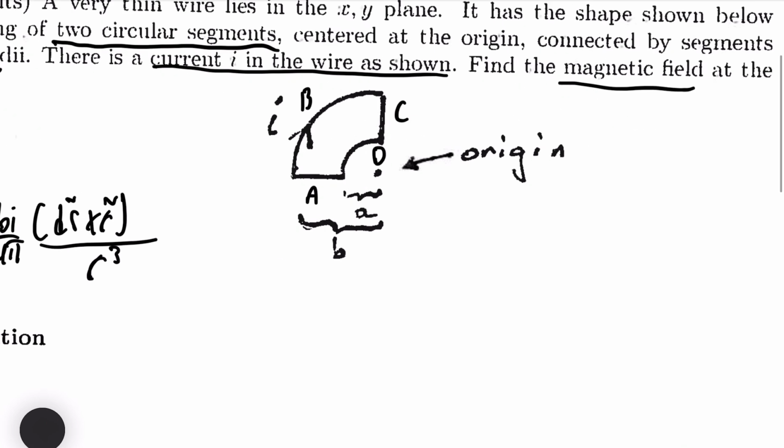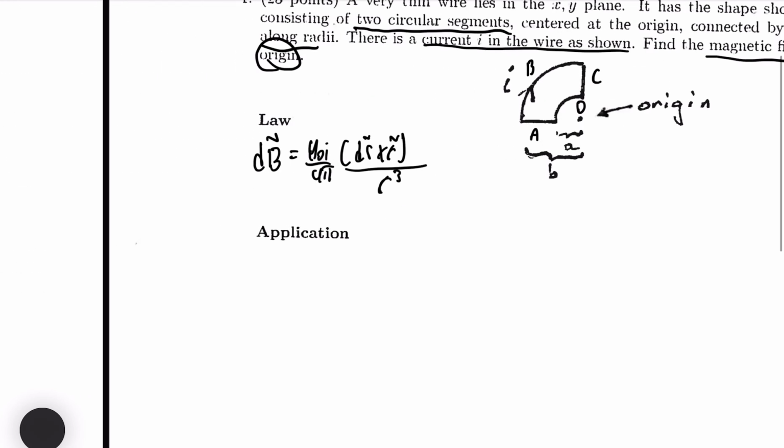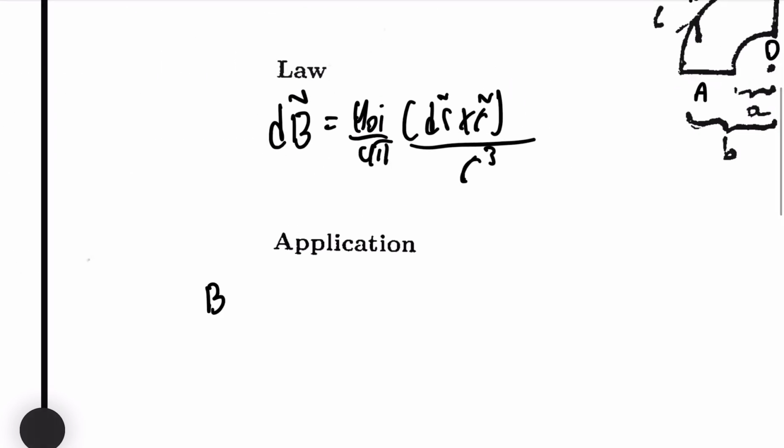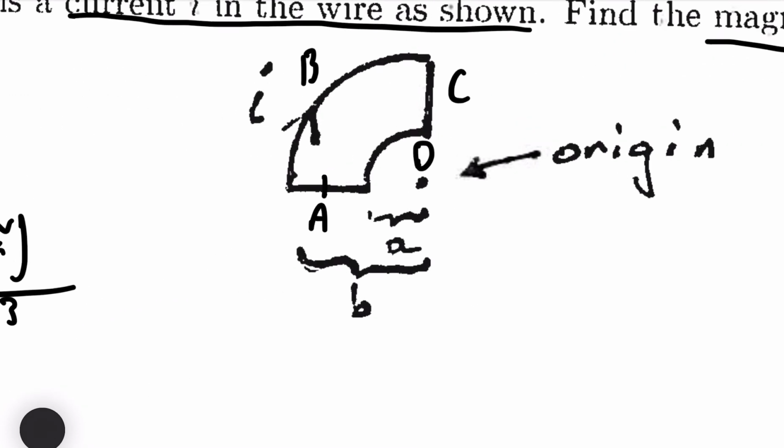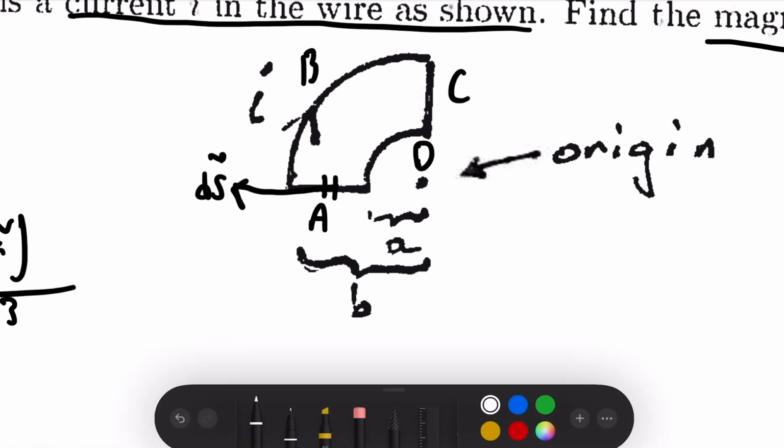If we look at segment A and segment C, we should realize that the field is 0. You may be wondering why. Well, if we create our ds vector on A, ds will point this way, and r points from where we start our ds to the point of interest, which goes this way. And if we notice, these are parallel vectors, so the cross product is going to be 0.